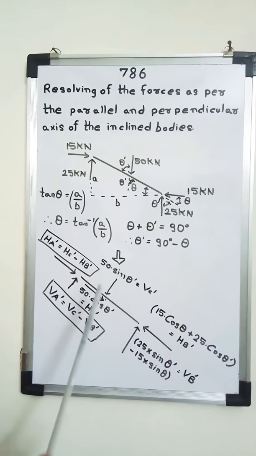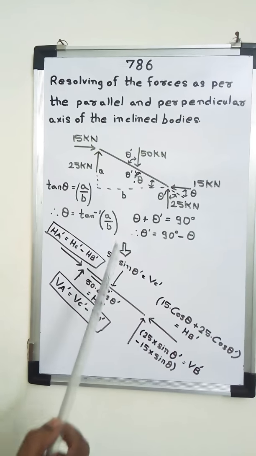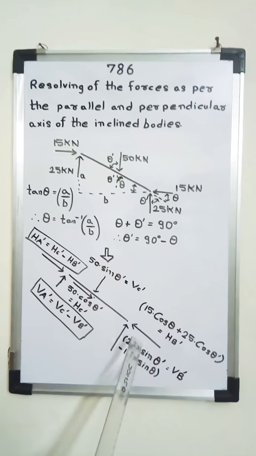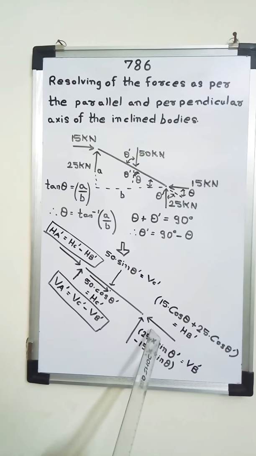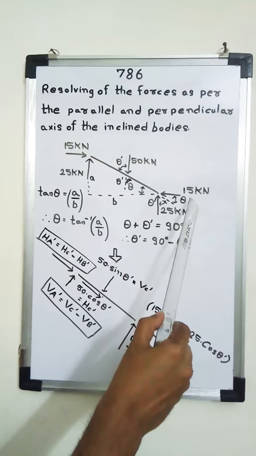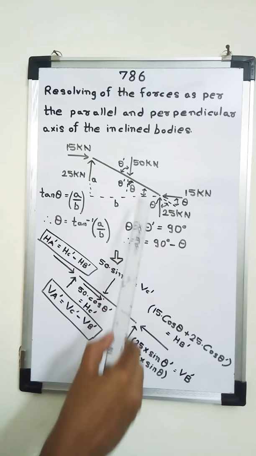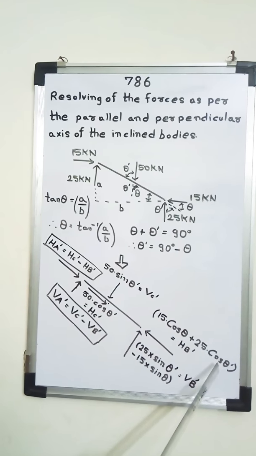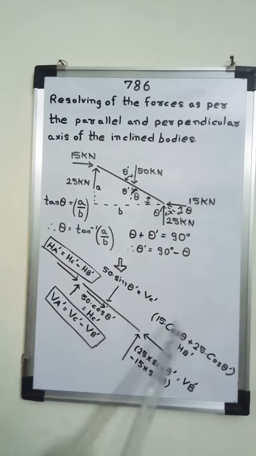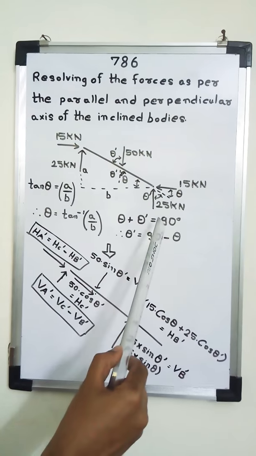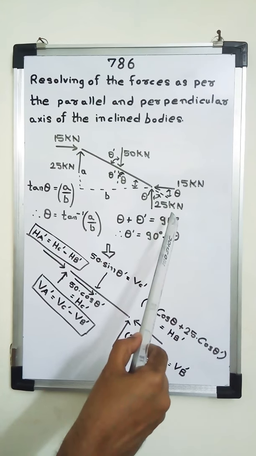Now in the next step, I'll resolve the forces as per the inclination. So you can see that this force here, I can resolve as 15 into cos theta plus 25 into cos theta dash. This joint force can be called HB dash, because both the forces' cosine components will be merged in one direction.